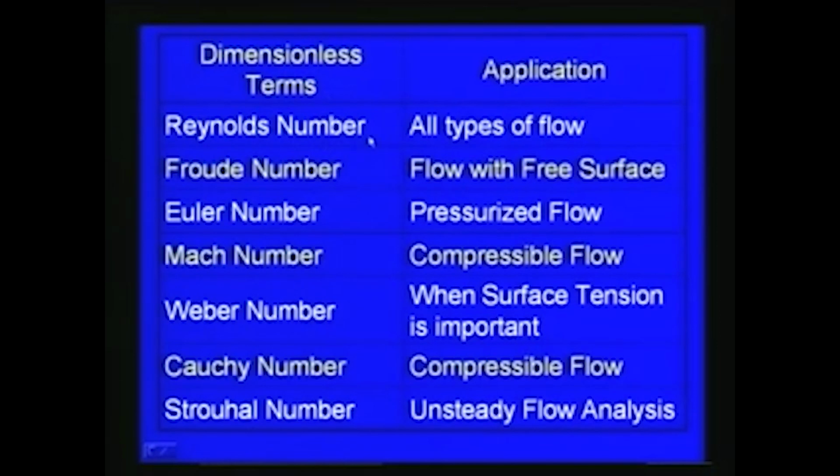So the first one is the Reynolds number. As we have seen, this number gives a classification with respect to laminar and turbulent flow, and it is used in all fluid mechanics problems, but especially when we deal with closed conduit flows like pipe flow, we directly define the Reynolds number, and then with respect to that we classify. Open channel flow also can utilize the Reynolds number.